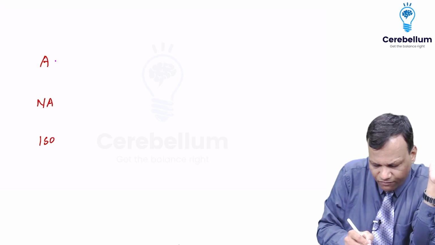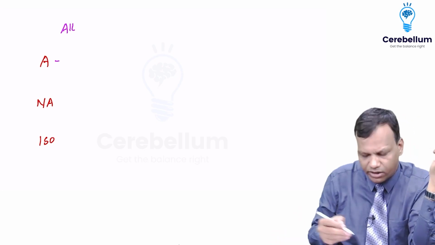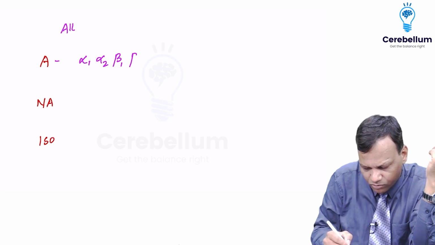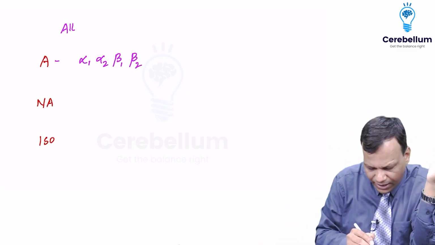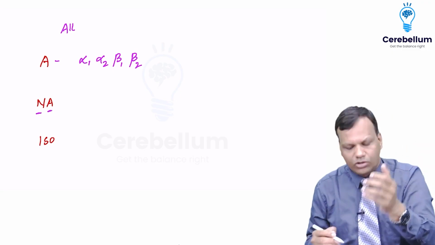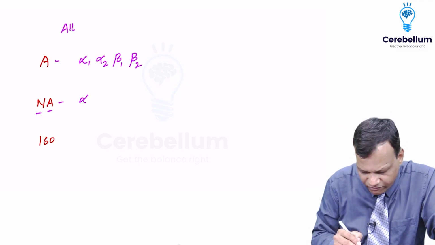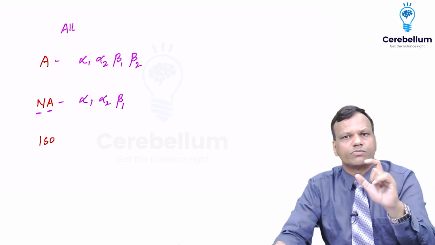So you can say A for adrenaline, A for all the receptors. All the receptors means it can stimulate alpha 1, alpha 2, beta 1, beta 2. Adrenaline stimulates all four receptors. Then NA is noradrenaline. Noradrenaline means not all four. That means it stimulates the first three receptors, alpha 1, alpha 2 and beta 1. It does not stimulate beta 2.